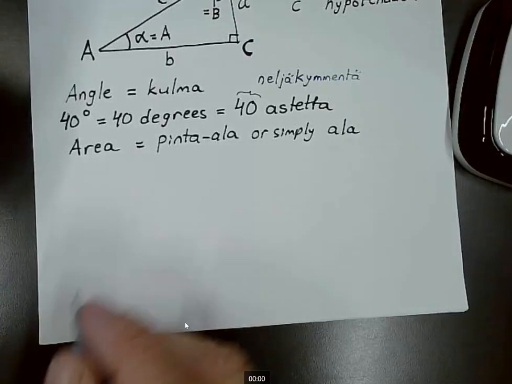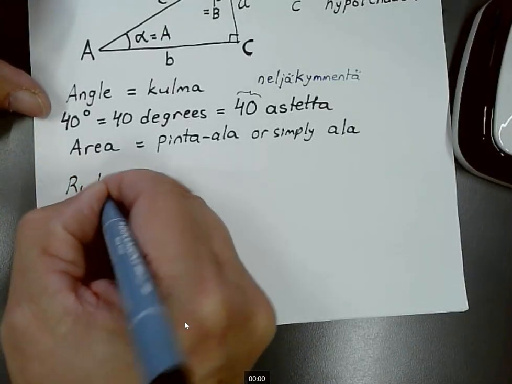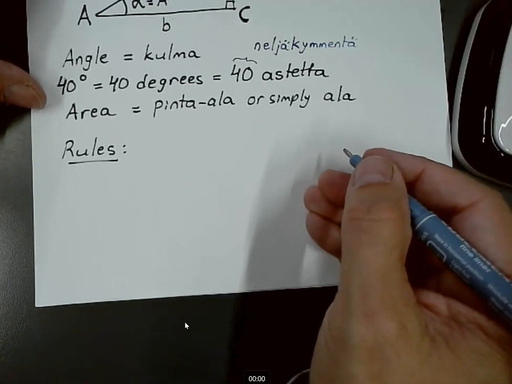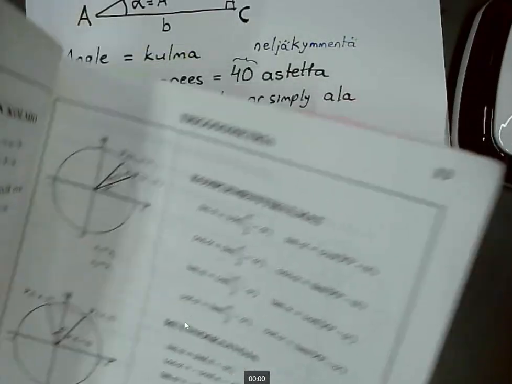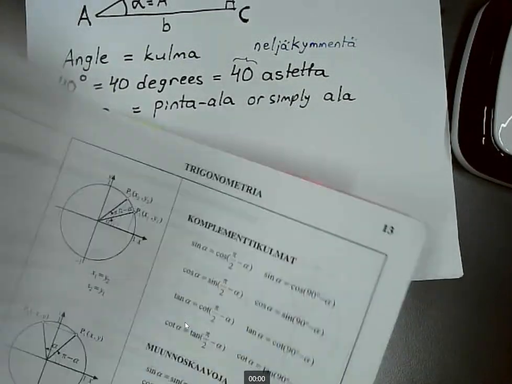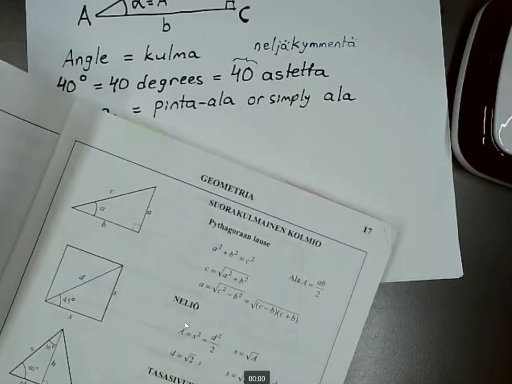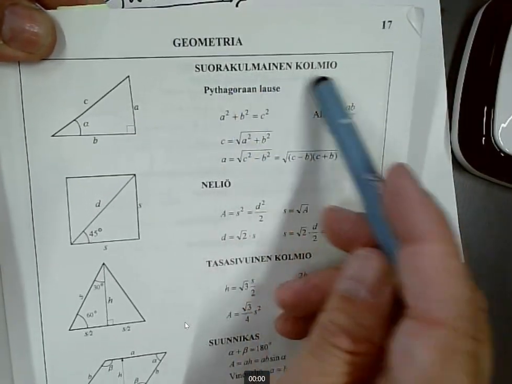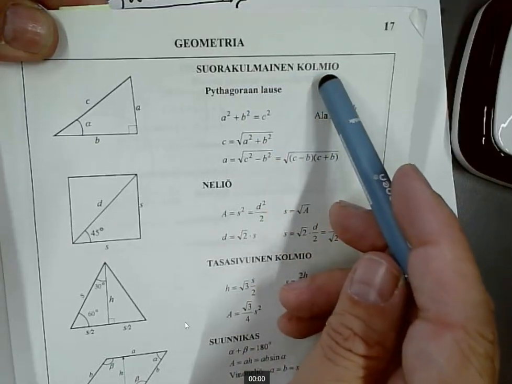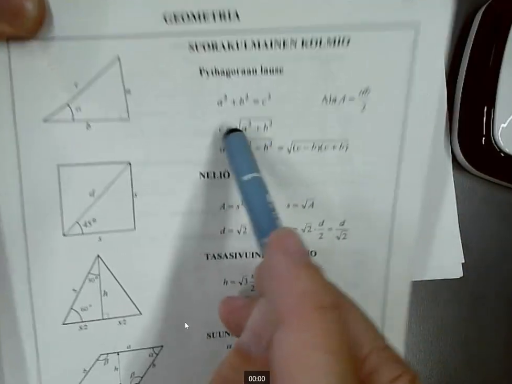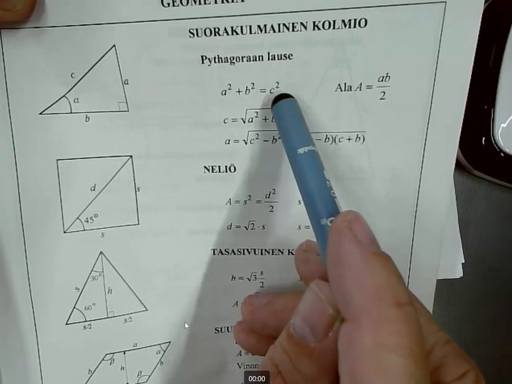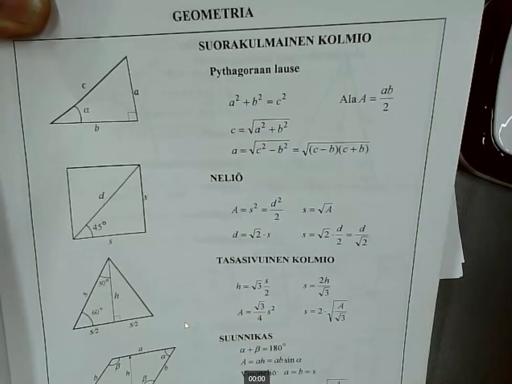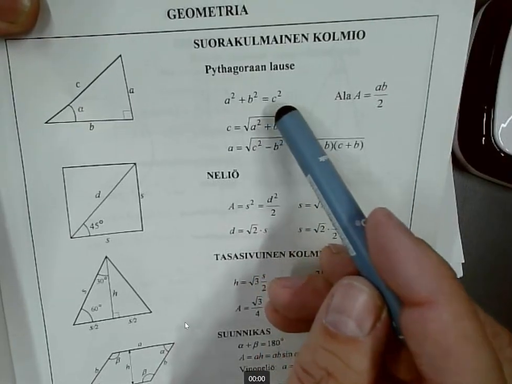So we have some rules. Let's take these most simple rules. In Finnish, I again have this formula book, if I find the word here. Here it is written suorakulmainen kolmio, or right-angled triangle, Pythagoraan lause, or the theorem of Pythagoras. A squared plus b squared equals c squared.